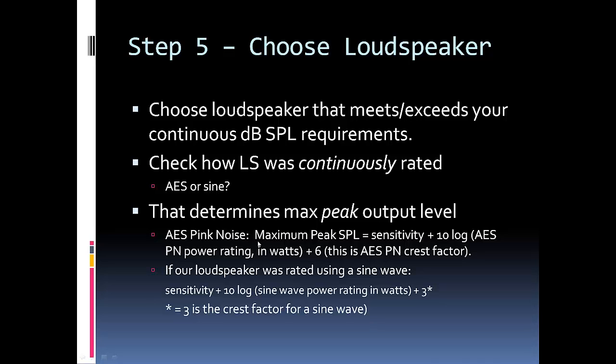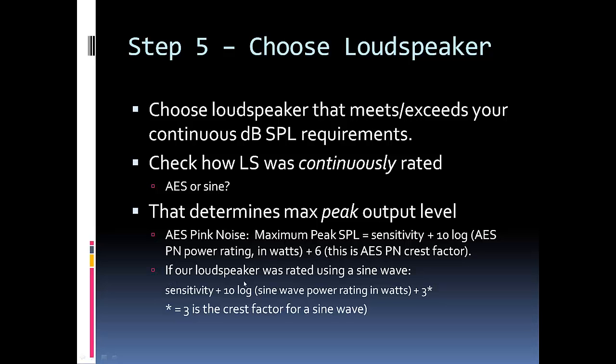To determine the maximum peak dB SPL output of the loudspeaker based on AES pink noise, we're going to take the sensitivity rating of that loudspeaker plus 10 log of the AES pink noise power rating in watts of that loudspeaker. So if it says this loudspeaker is rated at 1200 watts AES pink noise, great, then that's the value we're going to put in here. And then plus 6, which is the AES pink noise crest factor. So: the sensitivity of the loudspeaker plus 10 log of the AES power rating in watts, plus 6.